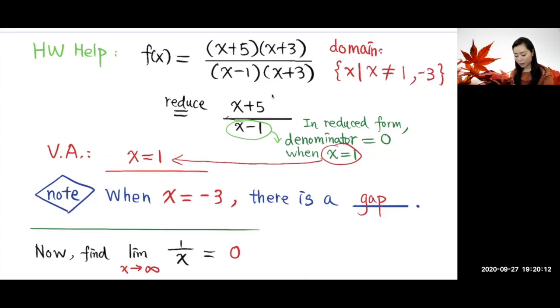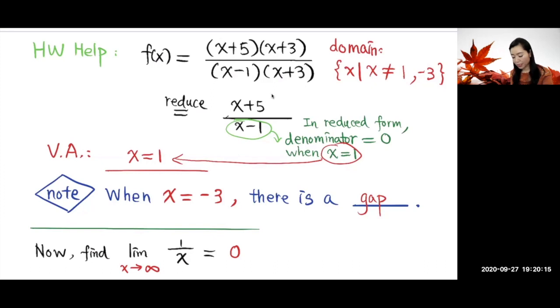Note that what happened here is, when x equals -3, the denominator also equals 0 in this original form. However, they got divided out. So it is not going to contribute to a vertical asymptote. In fact, it is going to be a gap. So when you graph this function, you will take away the point corresponding to the x coordinate -3 and make it a gap. So that will be a gap.